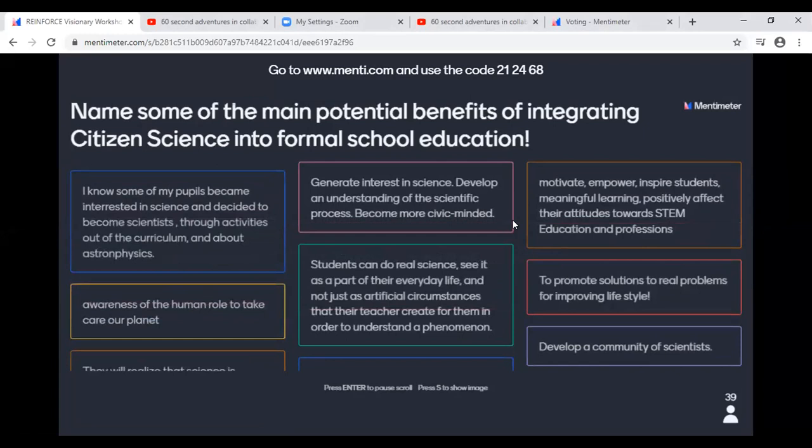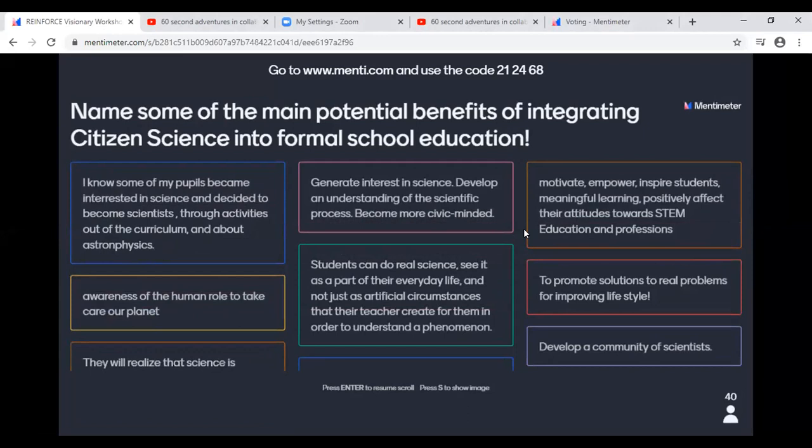So let me have a look. It says, I know some of my pupils became interested in science and dedicated to become scientists through activities out of the curriculum and about astrophysics. Okay, so it's about creating interest and maybe supporting their choice to select a STEM or a science career path.